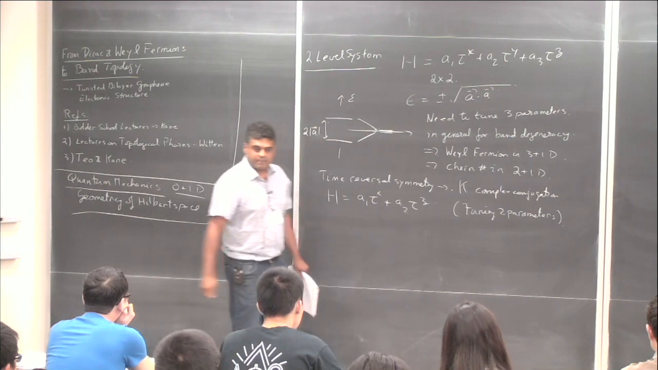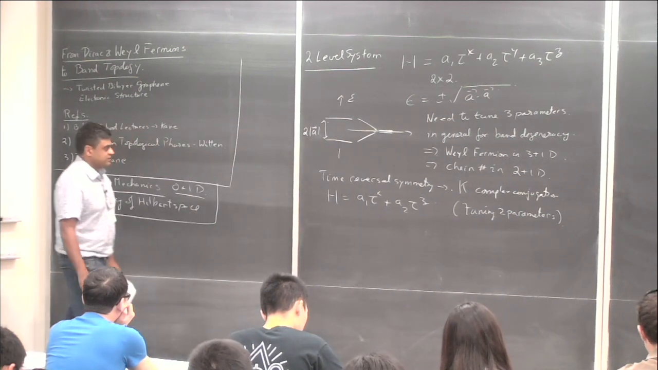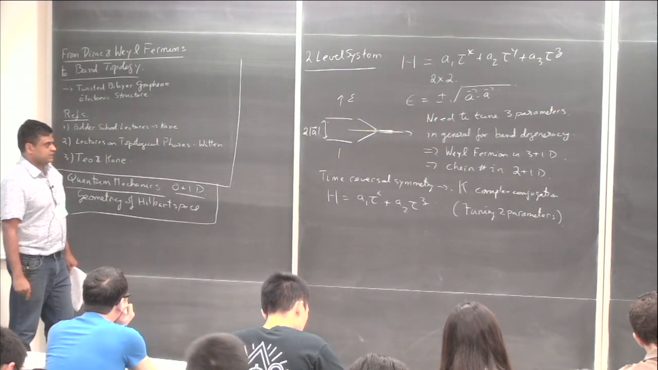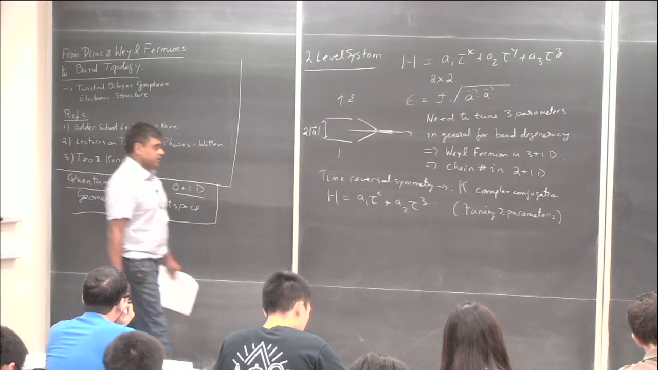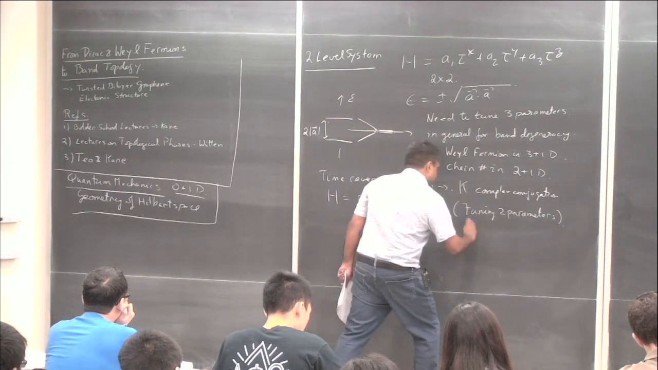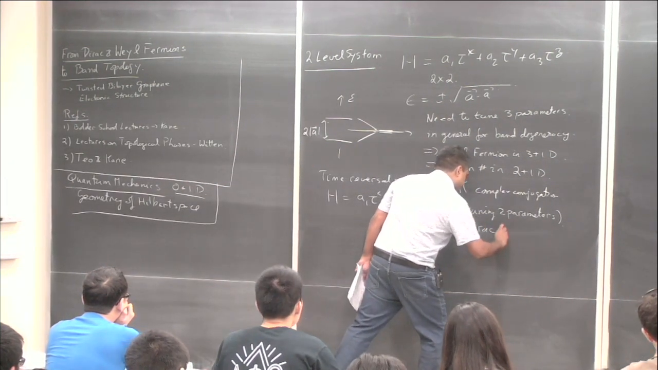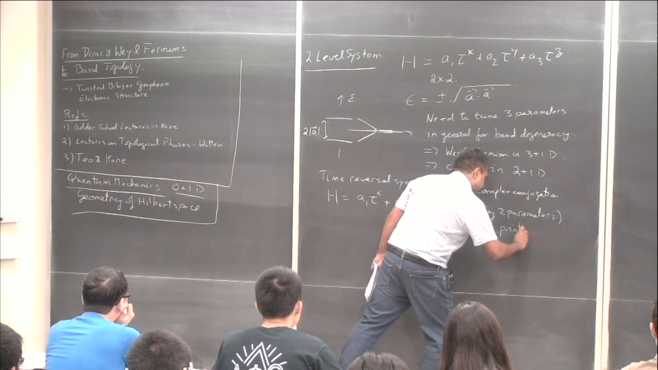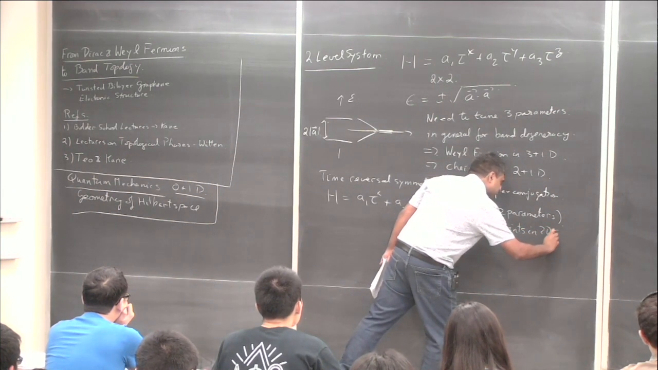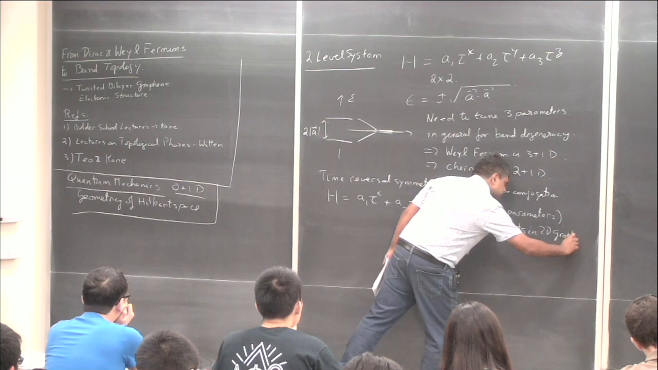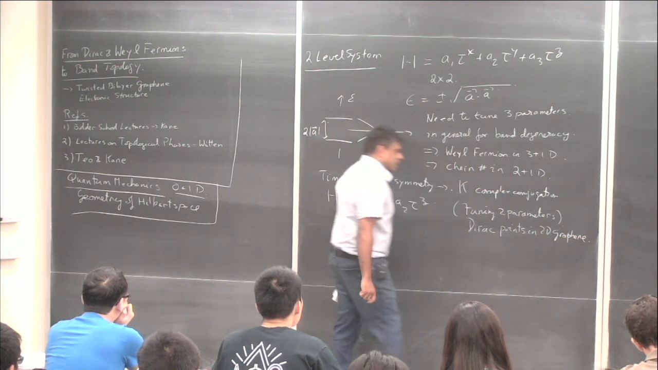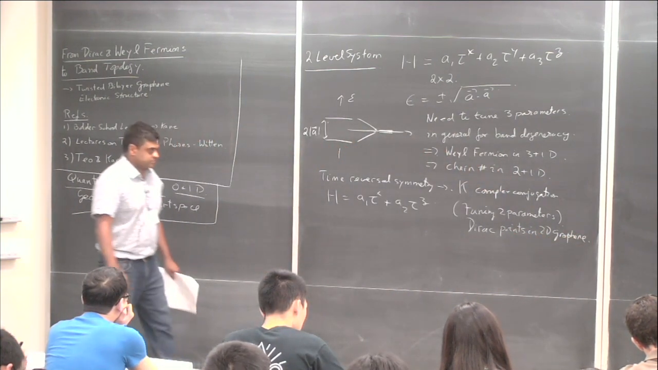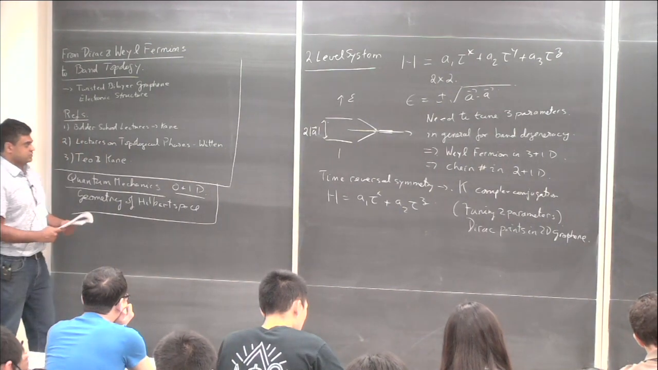Or you can get a band touching if you like. If you have this symmetry, you could get this band touching in a two-dimensional system. And this is actually related to the Dirac points in graphene. Okay, so you have two parameters, kx and ky. You can tune them in order to get a degeneracy.